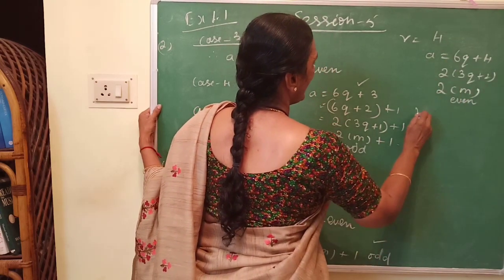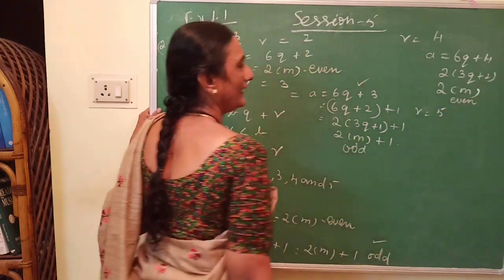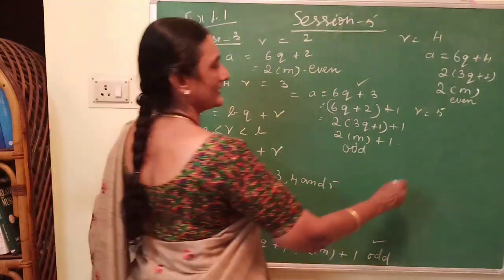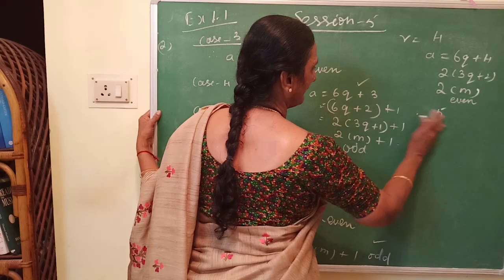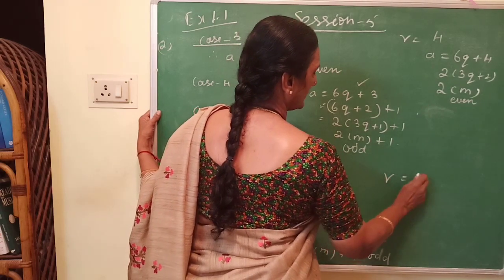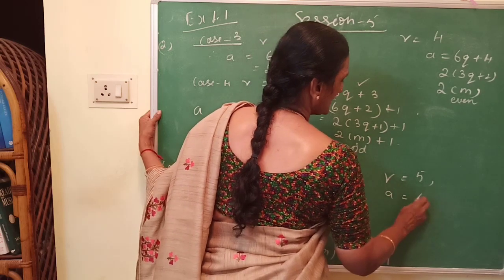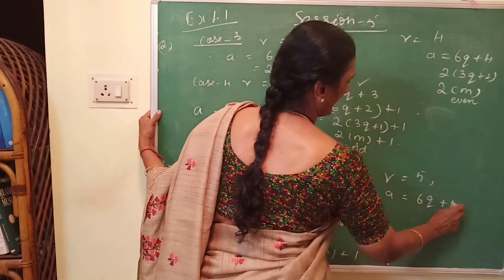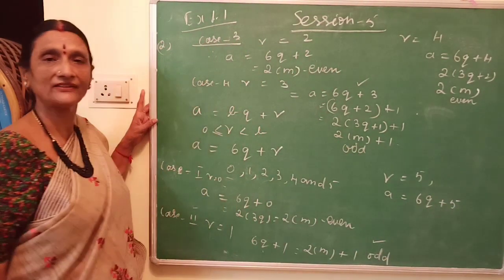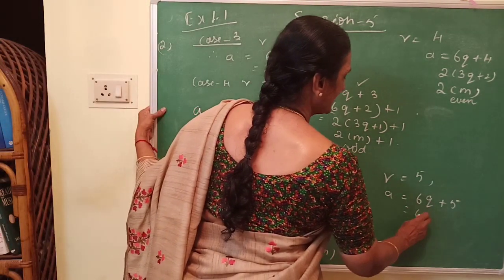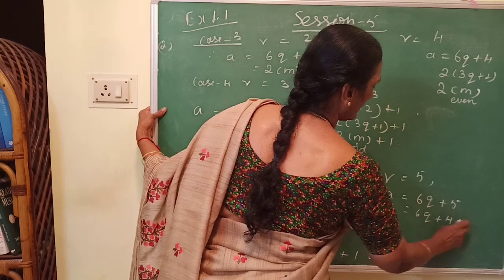Last case, r is equal to 5. Let us see r is equal to 5. Can you tell the answer? It is nothing but a is equal to, I will write here, r is equal to 5 means you get a is equal to 6q plus 5. Now in order to have the 2m plus 1 form, we can split it as 6q plus 4 plus 1.